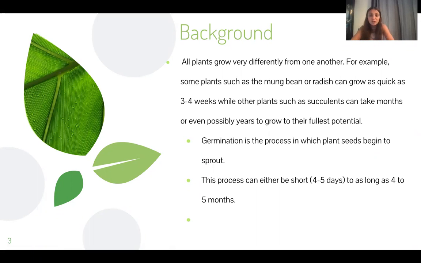Germination is a process in which a plant seed begins to sprout. Germination is extremely important for a plant because without the seed to sprout, the plant would never grow. This process can take as short as 4 to 5 days or as long as 4 to 5 months, depending on the plant.